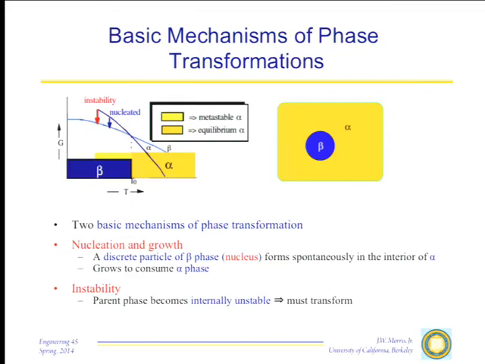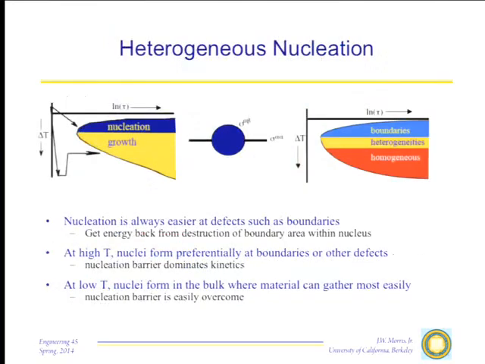The other thing that can happen is that the alpha can become so far below equilibrium that it actually becomes unstable and spontaneously transforms. In this graph, I show it spontaneously transforming to beta. That may happen, or it may transform to something else. But if it becomes unstable, it can no longer exist and it must transform. We talked last time about the nucleation and growth transformation.